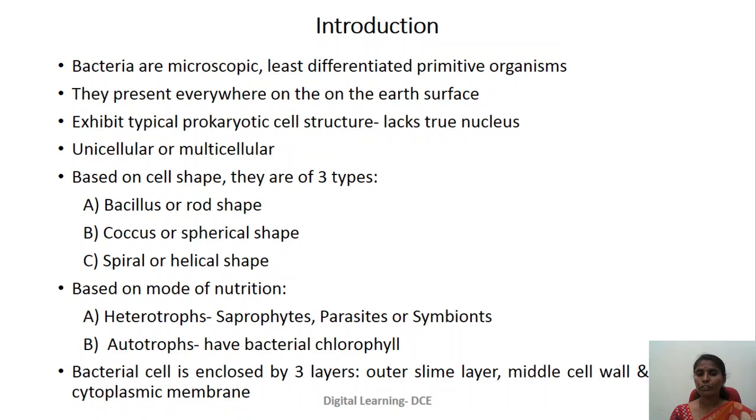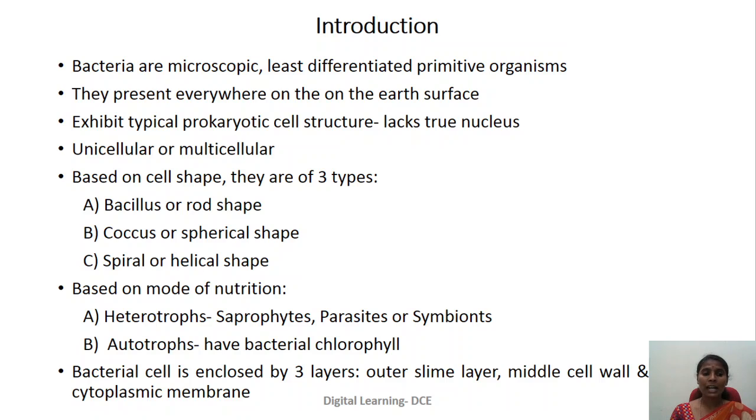Based on mode of nutrition, bacteria are of two types, heterotrophic bacteria and autotrophic bacteria. Heterotrophic bacteria depend upon another organism to get their nourishment. They may be saprophytes, parasites or symbionts. Whereas autotrophic bacteria are provided with a special type of pigment called bacterial chlorophyll. Hence, they synthesize their own food.